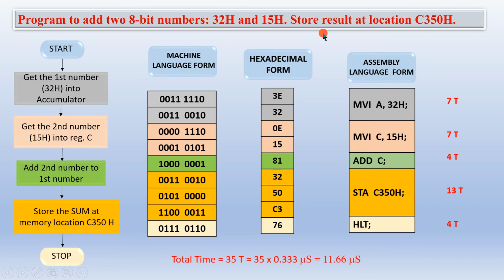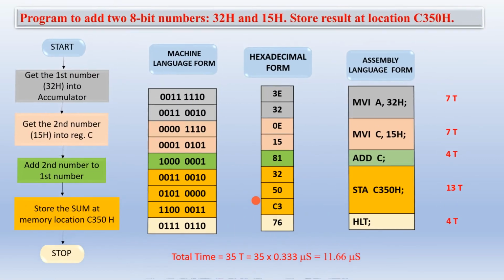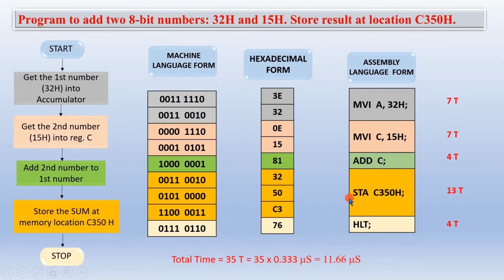And what you want is that result to be stored at the C350H location. And therefore the last step is to store the sum at the memory location having address C350. And that's why the instruction is store accumulator C350H. And this 3250C3 is the STA instruction, right? So see here, this instruction is written in the assembly language form. This is written in the hexadecimal form. This is written in the binary form.